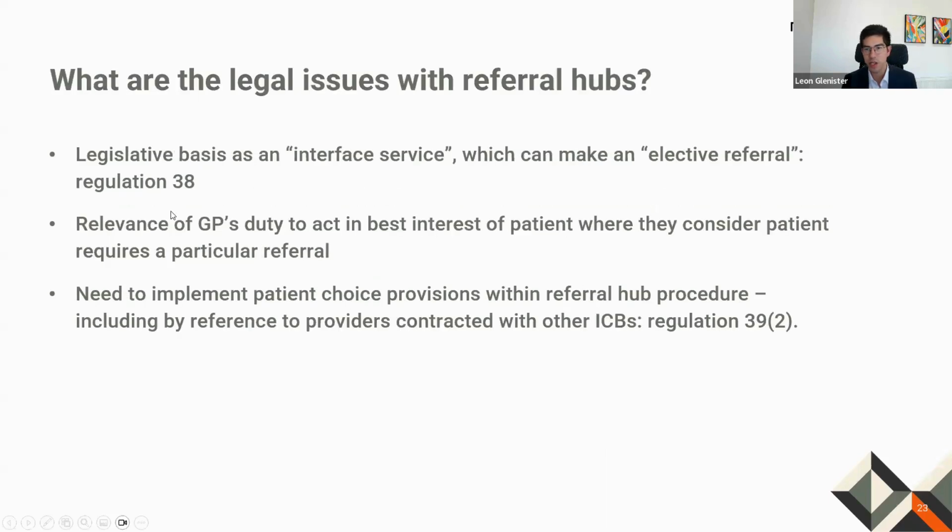I'll move on then to the last of the legal issues or areas in which there is some kind of legal analysis to be had by a court, and that's in relation to referral hubs. I'm sure many of you will have come across referral hubs, and they're called a variety of things across different ICBs, but broadly, they are a single place where referrals across an ICB for elective services go to be onward referred. So GPs will refer a patient to the referral hub.